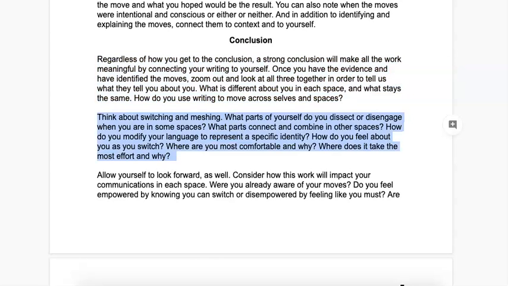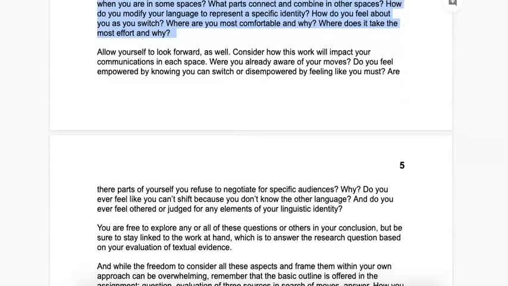Think about switching and meshing. What parts of yourselves do you dissect or disengage when you're in some spaces? What parts connect and combine in other spaces? How do you modify your language to represent a specific identity? How do you feel about you as you switch? Where are you most comfortable and why? Where does it take the most effort and why?